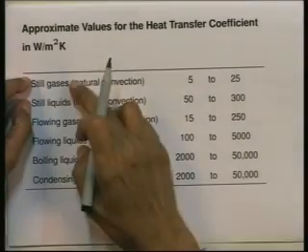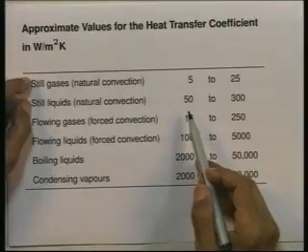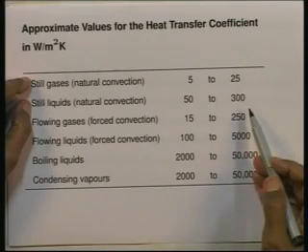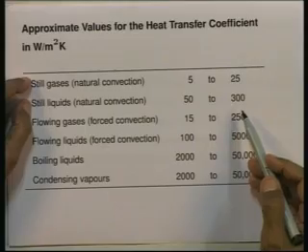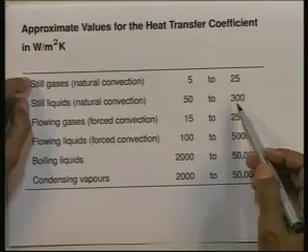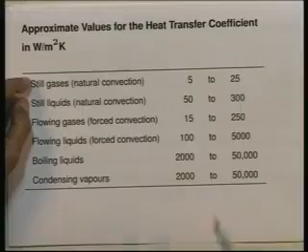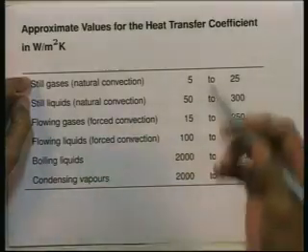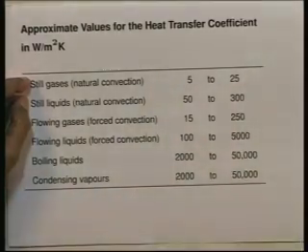If instead of gases I have still liquids, then in natural convection typical values of h will be from about 50 to about 300. Again, the value depends on the thermal conductivity of the liquid. For water, values like 100, 200 are typical. For oils, values like 50 or 75 may be typical. And of course, the value also depends on the temperature difference between the liquid and the surface.